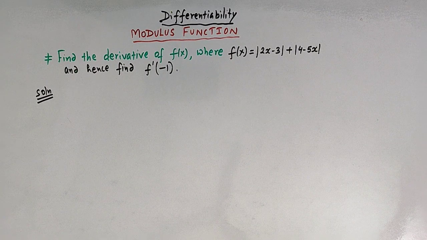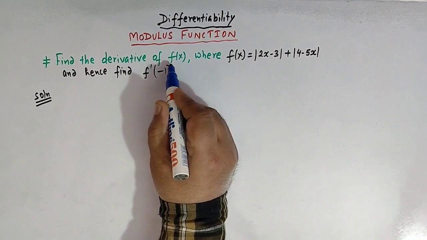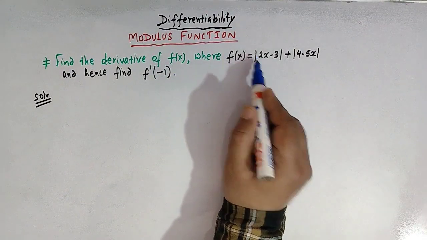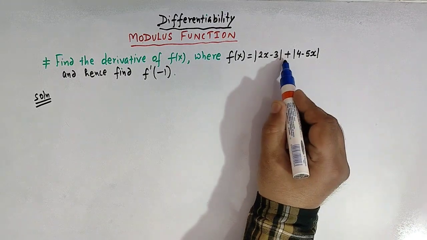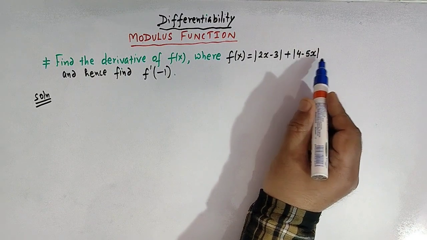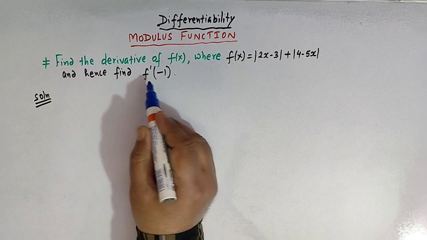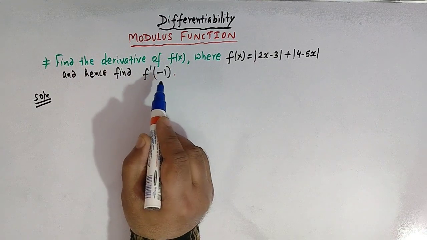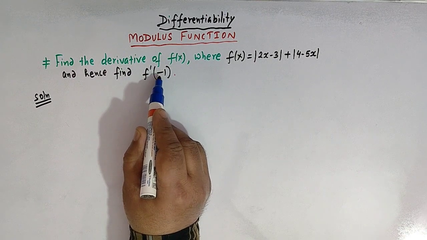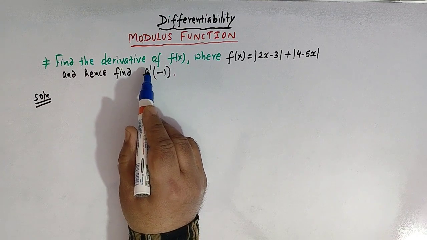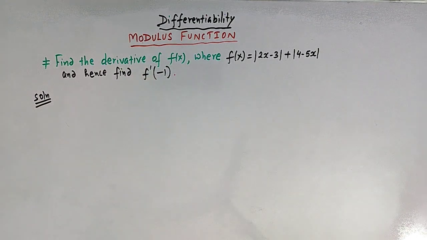Hello viewers, in today's class we are going to discuss yet another important and very conceptual problem from differentiability. Here we have to find the derivative of this function f(x), where f(x) = |2x - 3| + |4 - 5x|, and then find the value of the derivative at x = -1. So we have to find f'(-1).